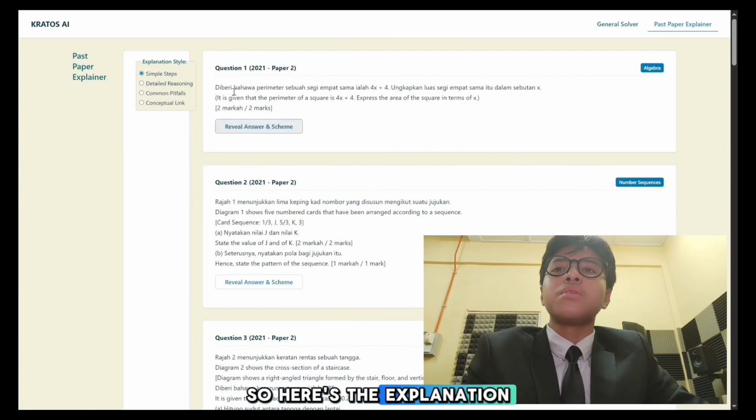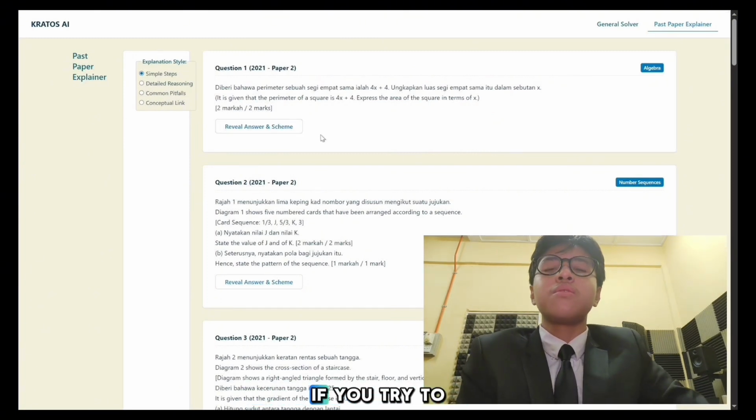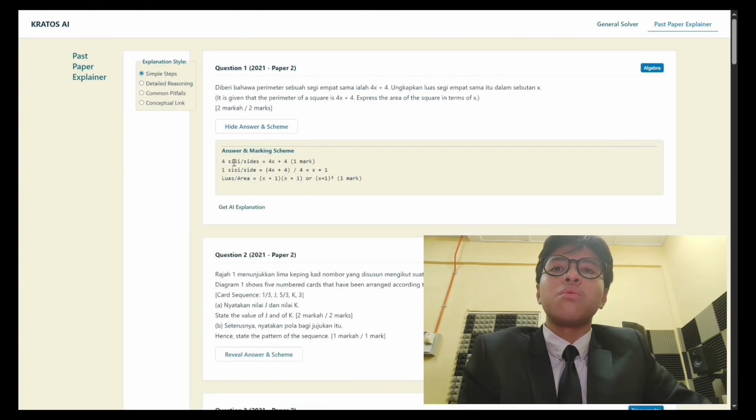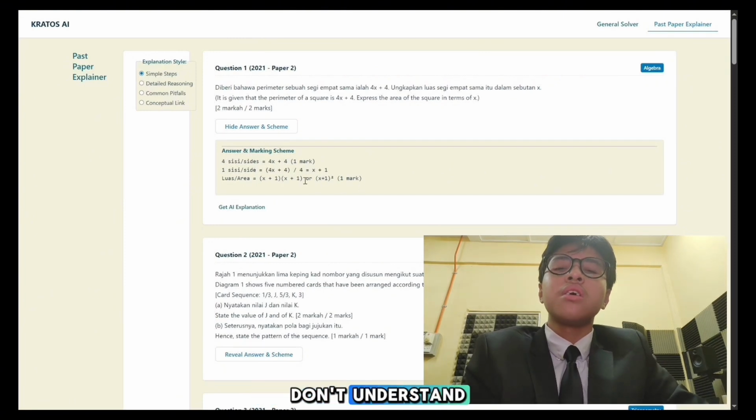So here's the explanation style. First, if you try to do it, and if you want to know the answer, you can click reveal answer and scheme, where it will tell you where you get the marks and the answers. And if you still don't understand why you get the answers, you can click get explanation, and here's why there is an explanation style here.